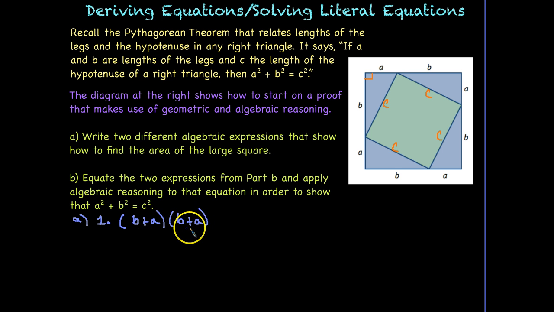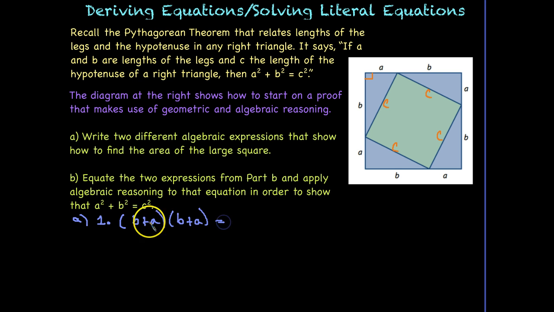But we could probably simplify this, right? We have multiplication. In order to multiply, we need to distribute. So we would take B times B plus A, and then A times B plus A. Some of you know this as FOILing, but it's really the distributive property.